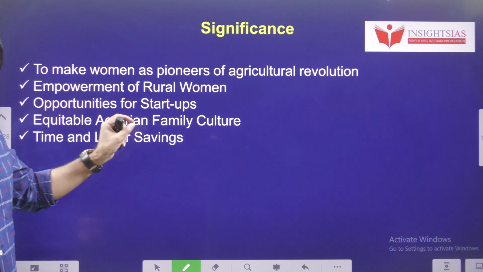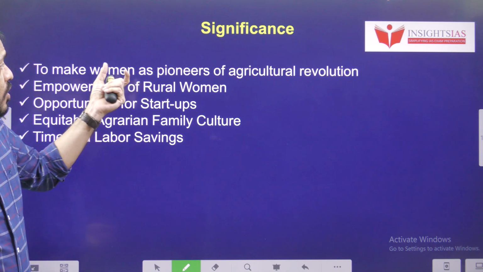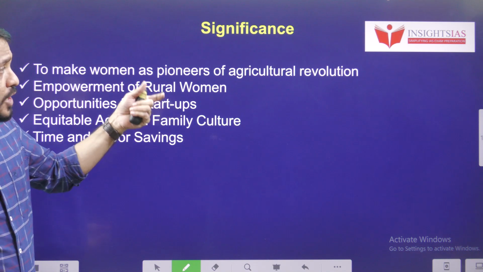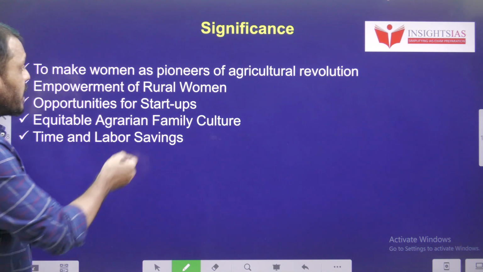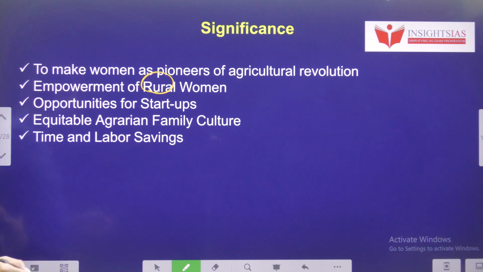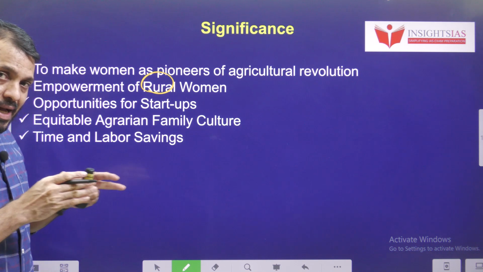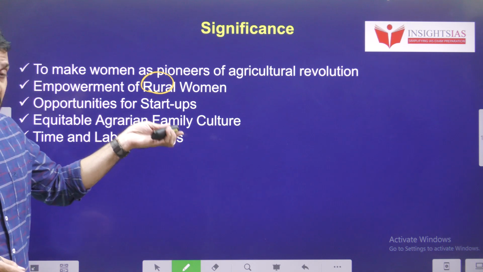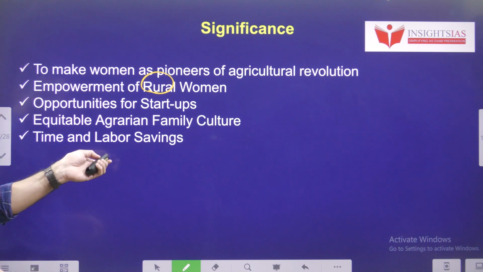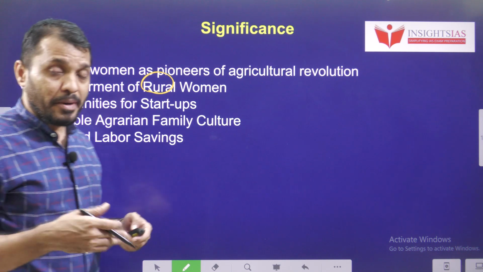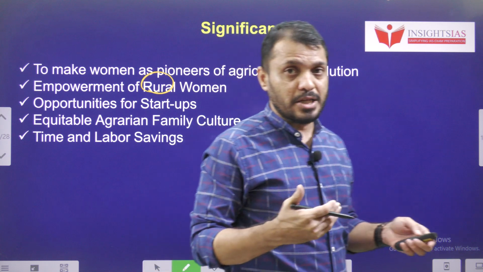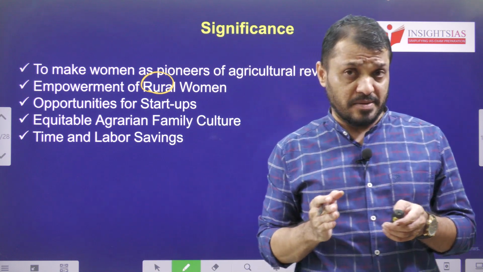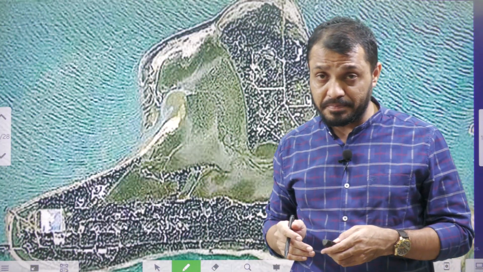Significance: through this particular scheme, women can be encouraged in the agriculture revolution, with empowerment of rural women especially, and startups can be encouraged in drone making and drone technology. It can also help the agrarian family culture through time and labor savings. By using drones we can save time as well as labor in various services. So this is about this particular scheme.